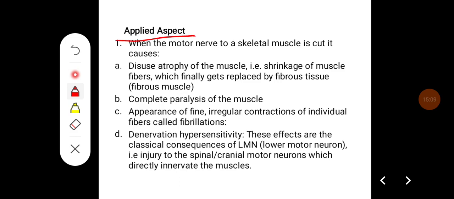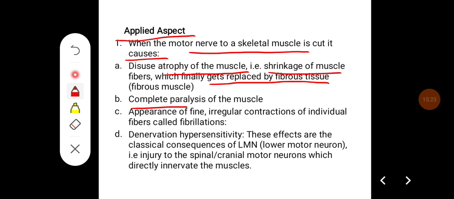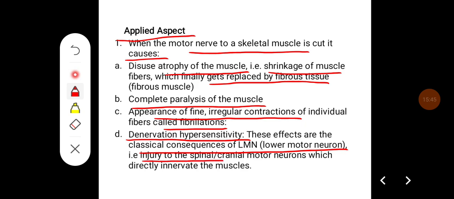Coming to the applied aspects, when the motor nerve to a skeletal muscle is cut, it causes diffuse atrophy of the muscle. That is, it causes shrinkage of the muscle fibers, which finally get replaced by fibrous tissue. Or there can be complete paralysis of the muscle. And there can be appearance of fine irregular contraction of individual fibers called fibrillation. There can also be de-innervation hypersensitivity. These effects are the classical consequences of lower motor neuron lesion. That is the injury to the spinal or cranial motor neurons which directly innervate the muscles.